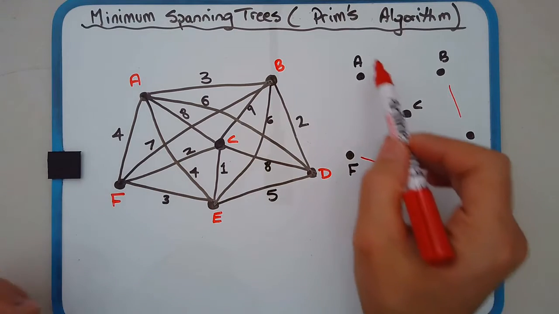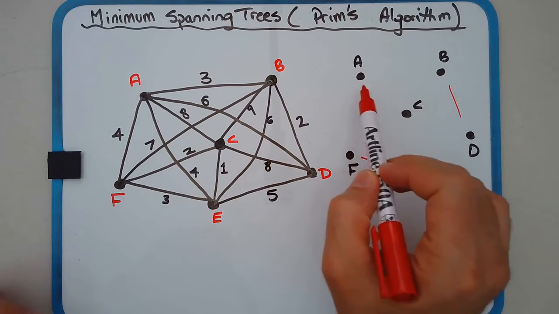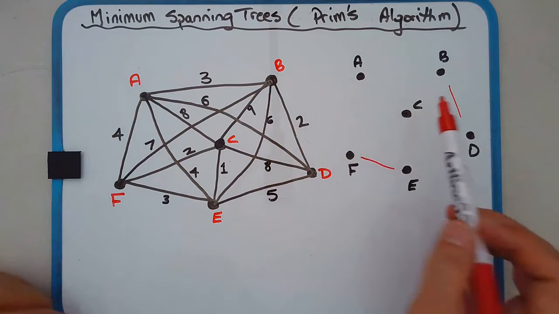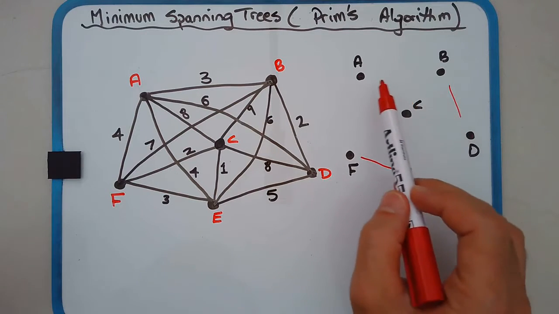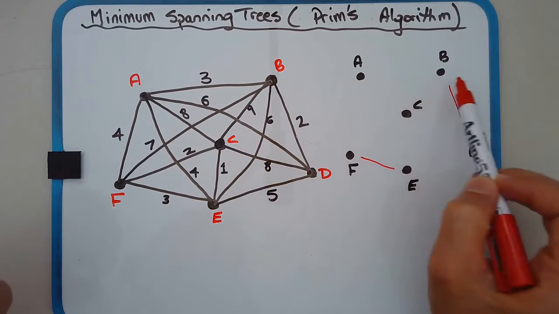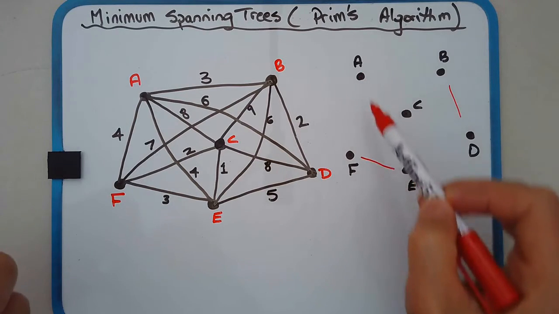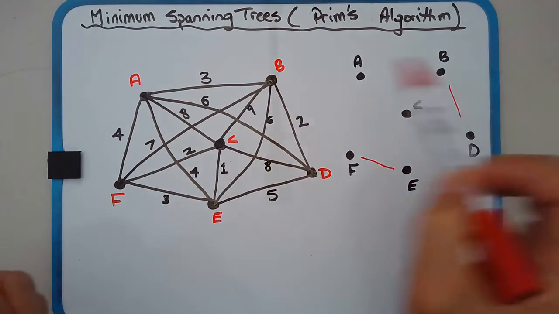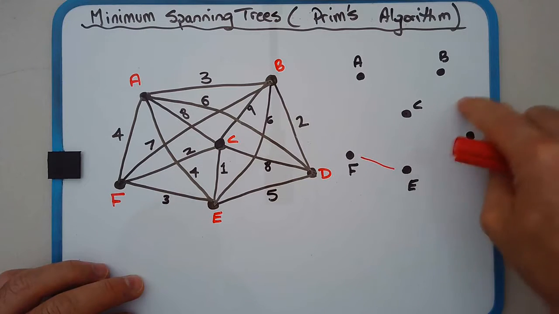So let's just say that there's a major city and we want to connect that major city to some regional towns. It probably makes sense to build the road from the major city first and then slowly start building it out until it eventually encompasses all the towns that are there. So let's have a look at Prim's algorithm.